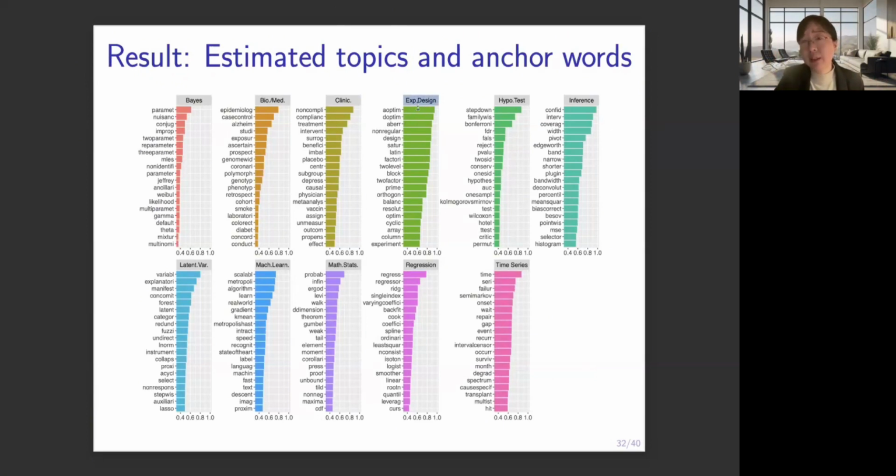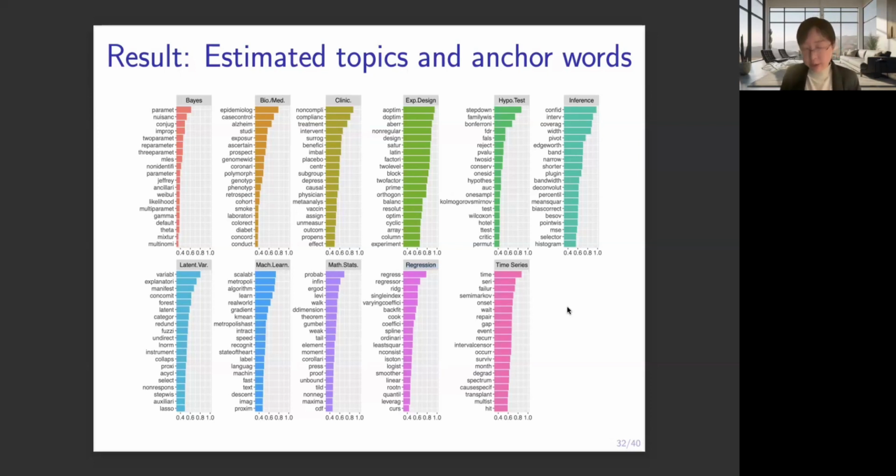For example, for this topic, if we look at these words, A-optimum, D-optimum, non-regular design, we immediately know that it is experimental design. For some topics, maybe our name is not that appropriate, so you may come up with a better name. For example, this regression topic actually combines topics like non-parametric regression, semi-parametric regression, and high-dimensional regression.